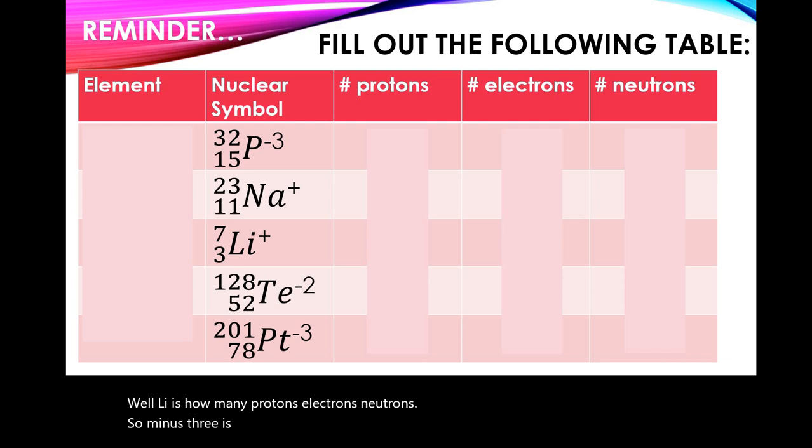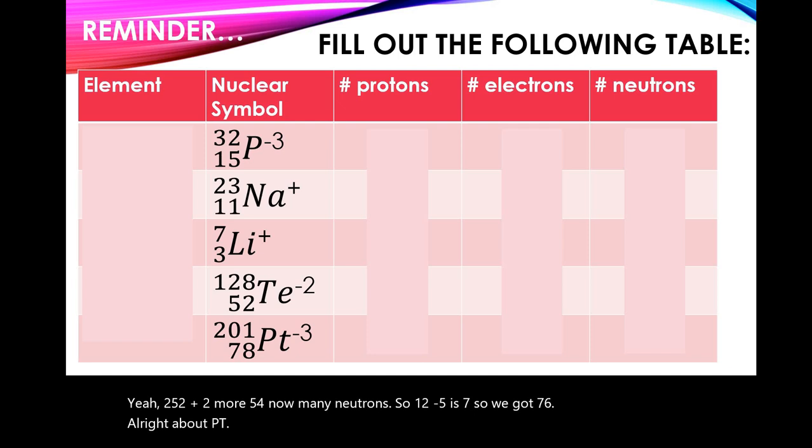Te? It is tellurium, good. And how many protons? 52. How many electrons? 54. Yeah, 52 plus 2 more is 54. And how many neutrons? I don't know, whatever that is. So 8 minus 2 is 6. 12 minus 5 is 7. So we got 76. All right, how about Pt?